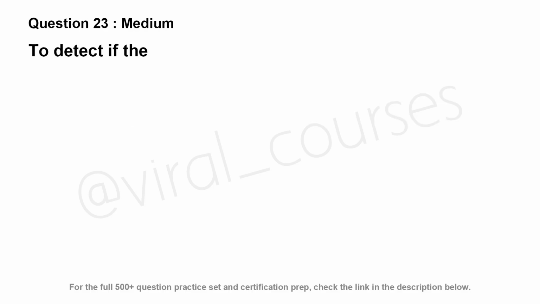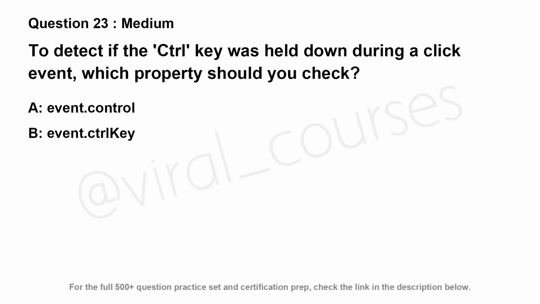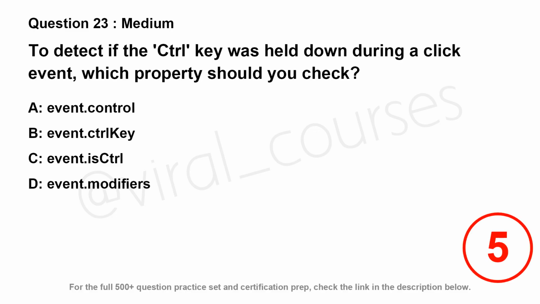To detect if the control key was held down during a click event, which property should you check? Option A. event.control. Option B. event.ctrlKey. Option C. event.isCtrl. Option D. event.modifiers.